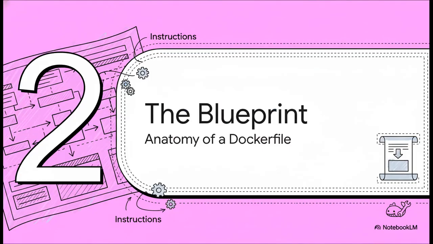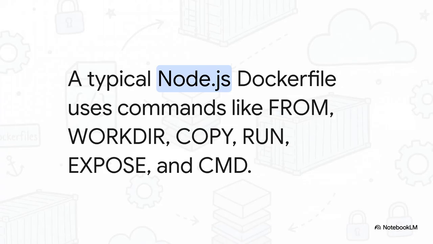Okay, so if the image is our blueprint, then where do we write it? That's where the Dockerfile comes in. It's really just a simple text file with a list of step-by-step instructions for creating our image. So let's look at a real-world example. This is a pretty standard Dockerfile for a Node.js app. You see these commands like FROM, WORKDIR, COPY, RUN. It might look a bit like gibberish at first, but trust me, each line is just one simple instruction in our blueprint. Let's go through them one by one so it all makes sense.